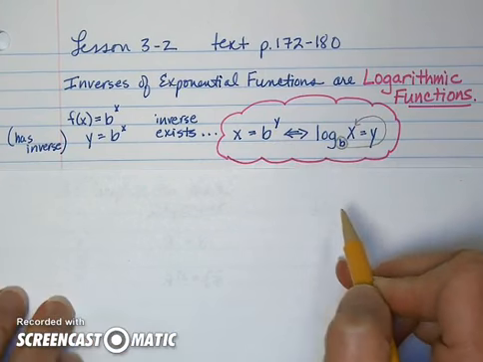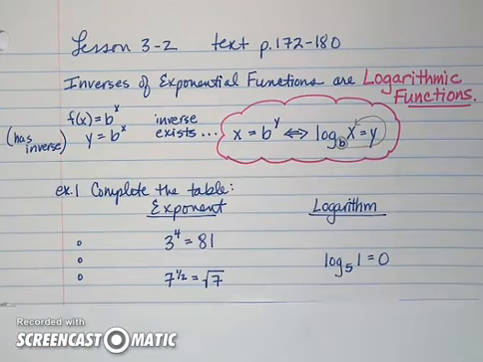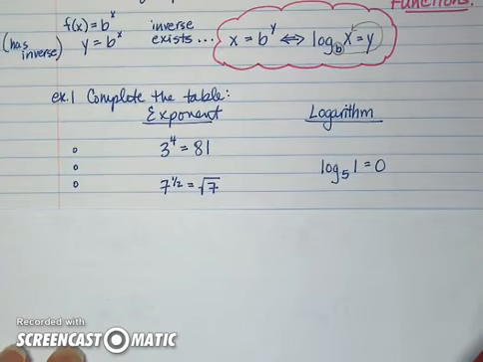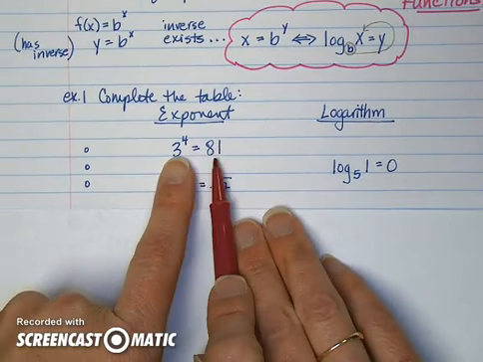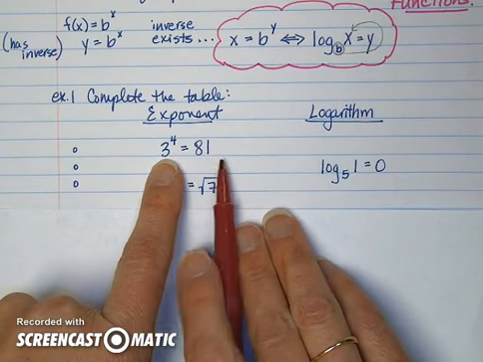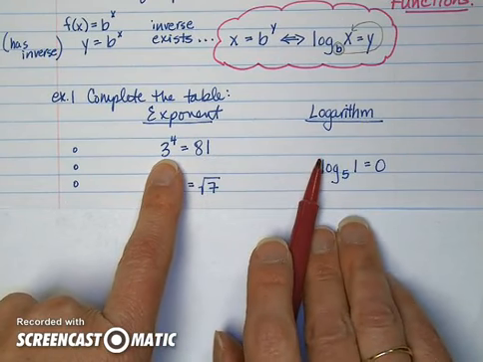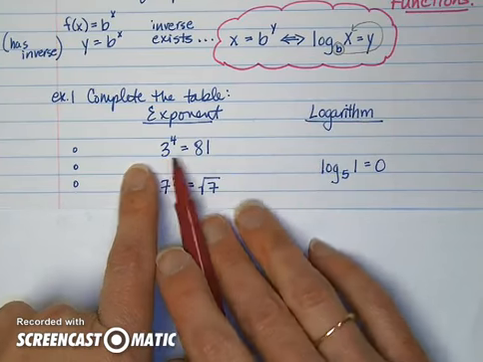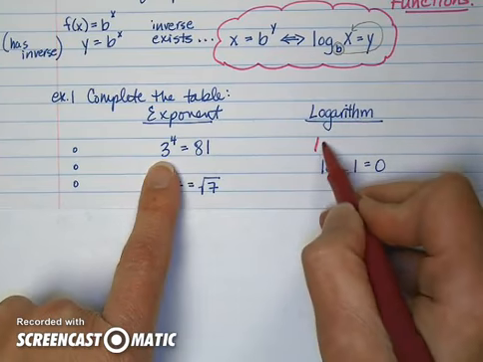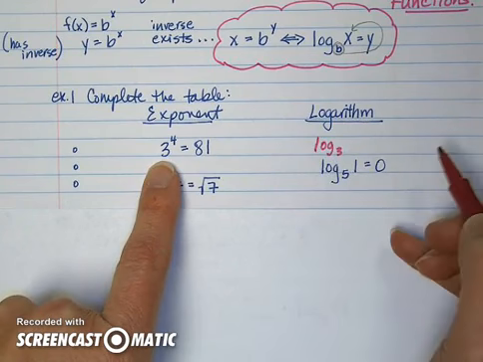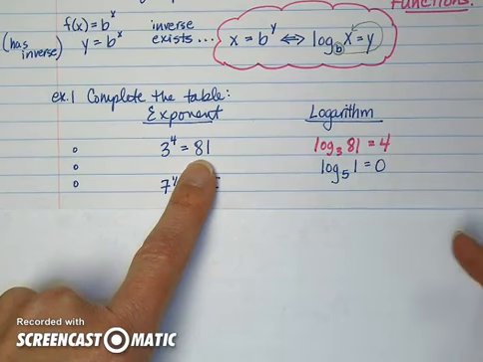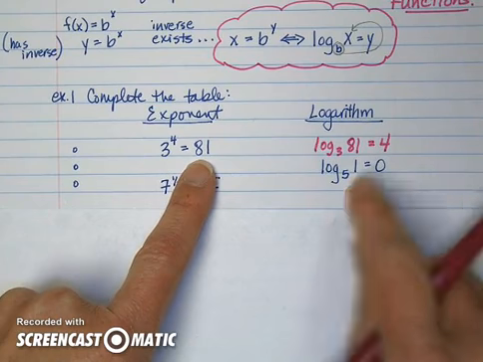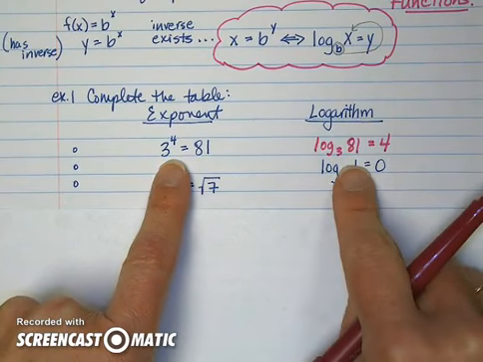Let's try a few of these. Let's complete this table. If we have an exponent form that is 3 to the 4th equals 81, I know that's true. I just want to practice writing it in logarithmic form. When we do that, we're going to make that 3 be the base of the log. So it'll be log base 3 of 81 equals 4. Some of your exercises are strictly that: write it in exponential form, write it in logarithmic form. You're just going back and forth.